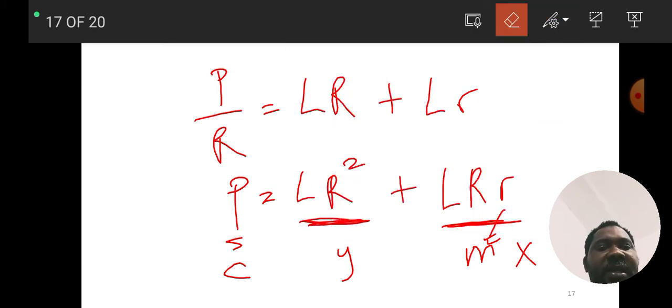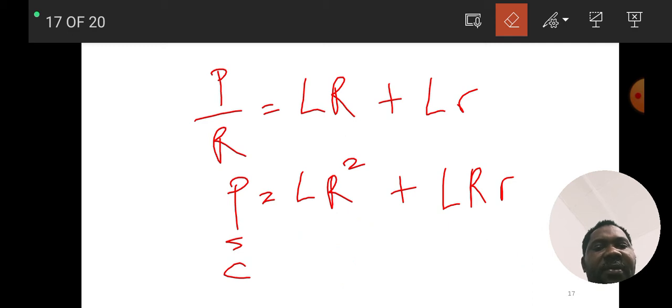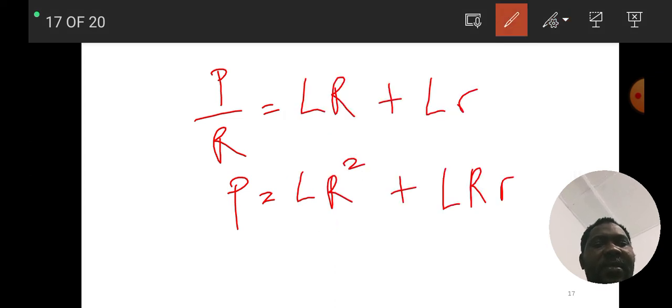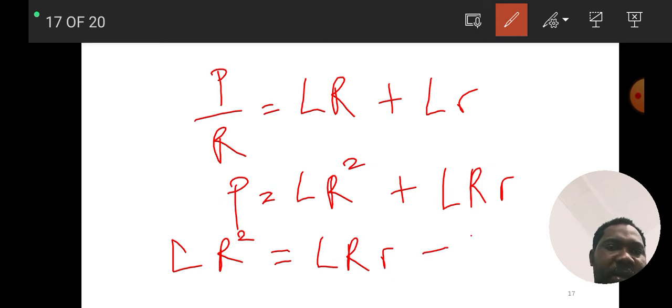meaning that I can rewrite this as, let me rub here off. So I can rewrite this as LR squared equal to LRR minus P. No, I think that's a mistake. LR squared will be equal to negative LRR then plus P. This is what it should be, plus P. So this is looking exactly like what we have.